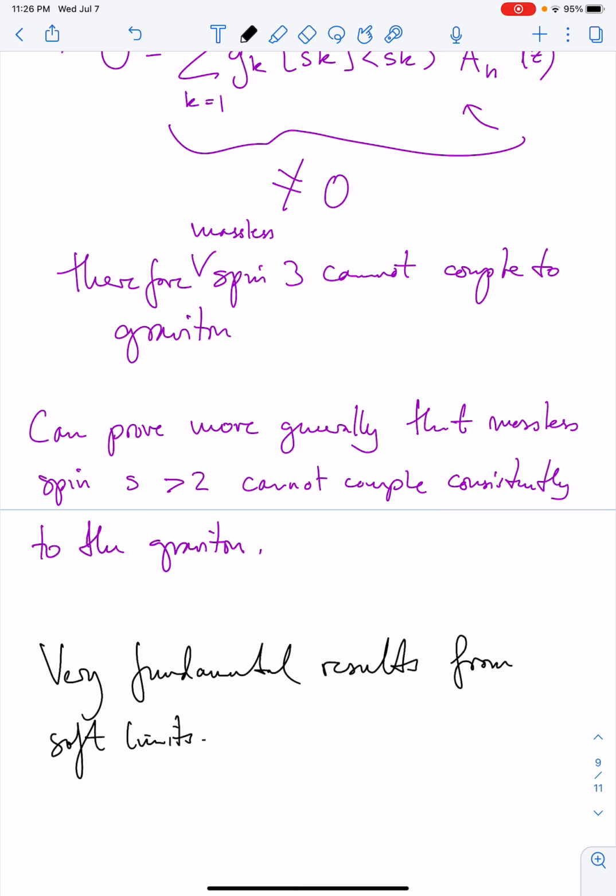And I hope this gives you a little bit of a flavor of some of the technicalities in the subject and how powerful it can be getting to derive some of these very fundamental results. And with that, I'll end lecture 3, and we'll return in lecture 4 to study a different subject, namely the double copy.